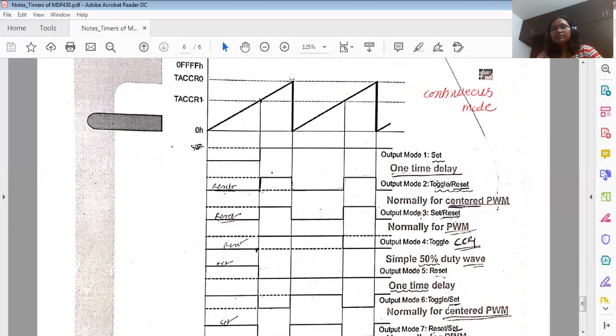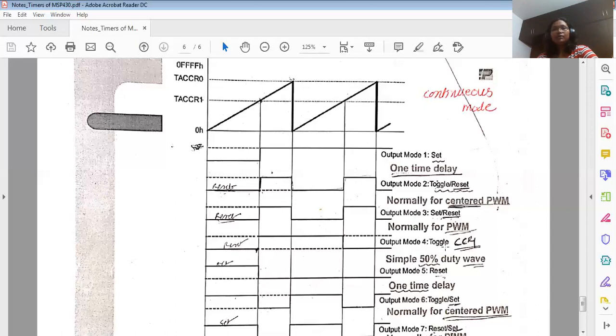So next is mode 3. Mode 3 is set reset. It starts with the output reset till TAR is equal to CCR1. Once it is equal to CCR1, output will be set, and then reset, set, reset, set. This process will go on as above.